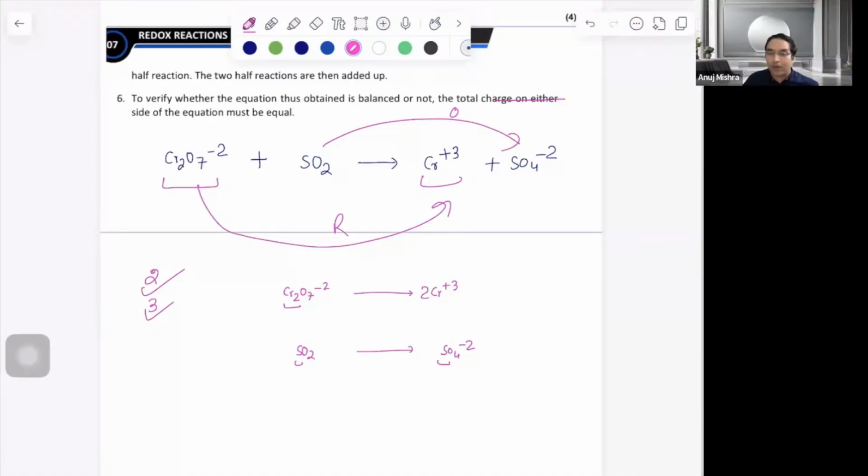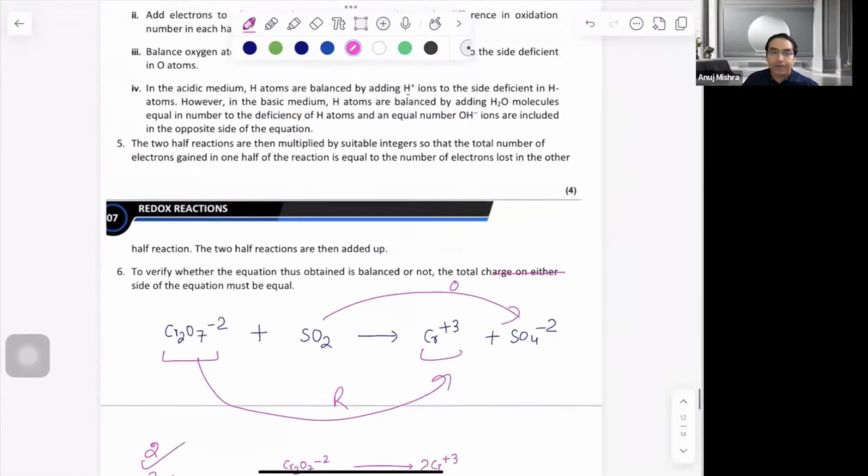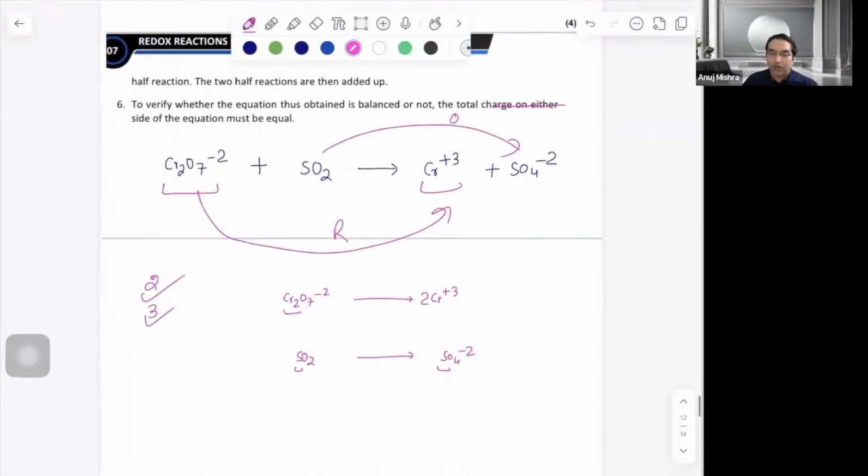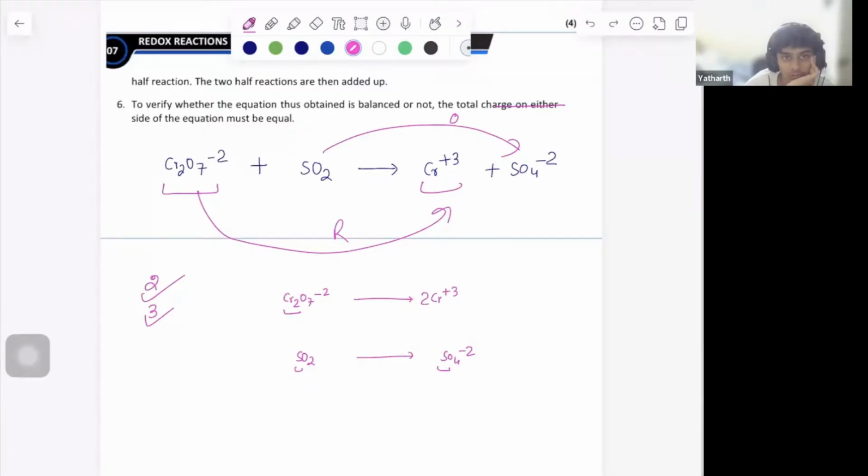Is it fine? So if this is clear, then go to the next step. Add electrons to whatever side is necessary to make up the difference in oxidation number of each half cell reaction. So if I see this one, which side should I add electrons, left or right? Think it is reduction. So which side addition of electron is reduction? This side we should add or the other side? Decide. Sir, other side. On the other side, okay.